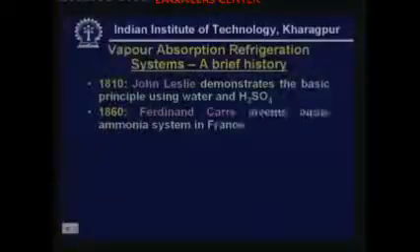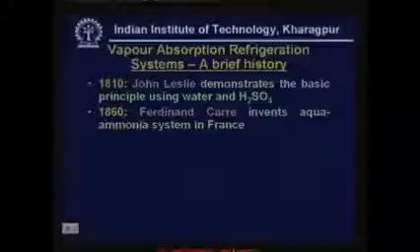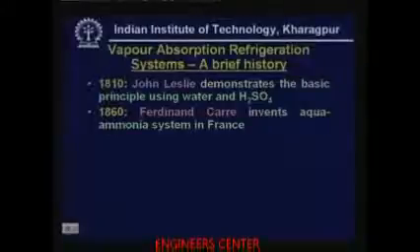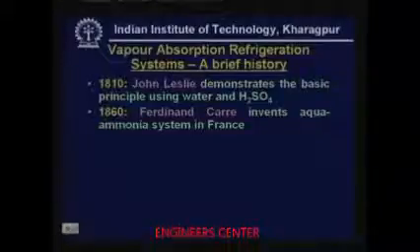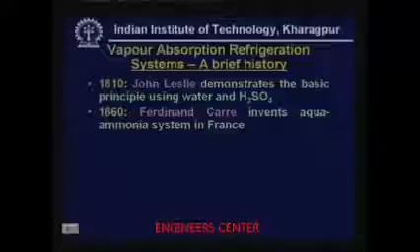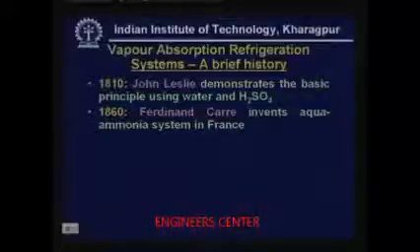The first vapor absorption refrigeration cycle was suggested by Ferdinand Carr in 1860. He used ammonia as the refrigerant and water as the absorbent. This is a very important invention, and aqua ammonia systems are also used even today.